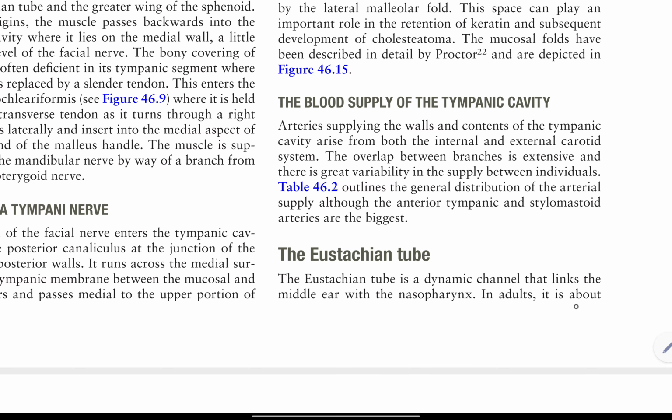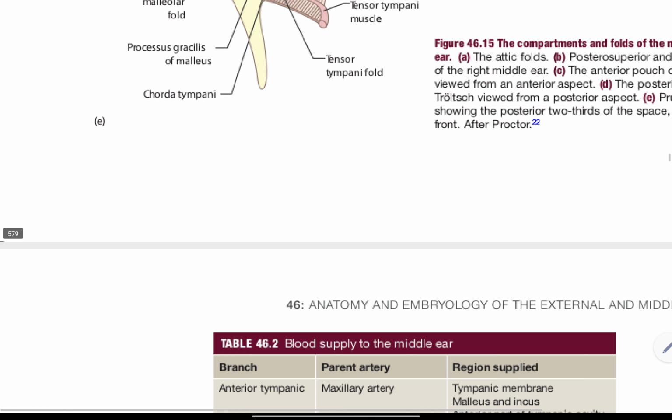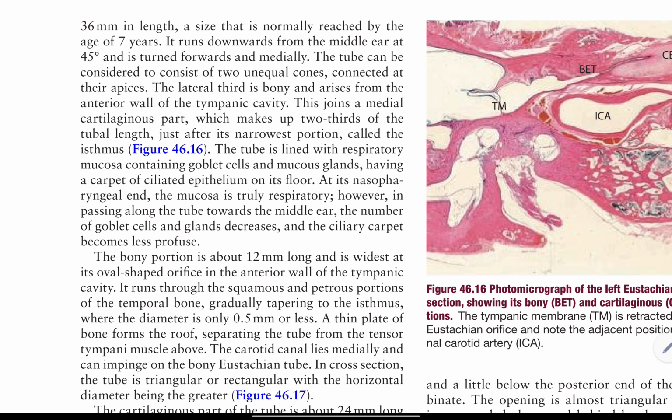In adults, it is about 36 millimeters in length, a size that is normally reached by the age of 7 years. It runs downwards from the middle ear at 45 degrees and is turned forwards and medially. The tube can be considered to consist of two unequal cones connected at their apices. The lateral third is bony and arises from the anterior wall of the tympanic cavity. This joins a medial cartilaginous part which makes up two-thirds of the tubal length.